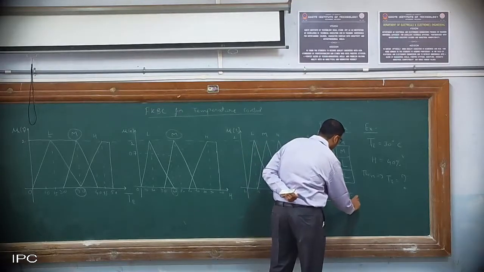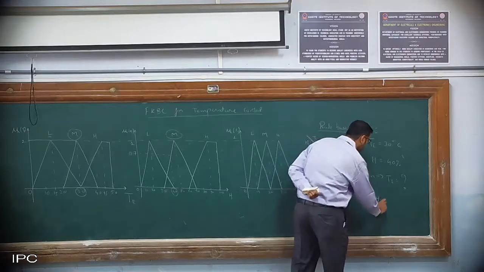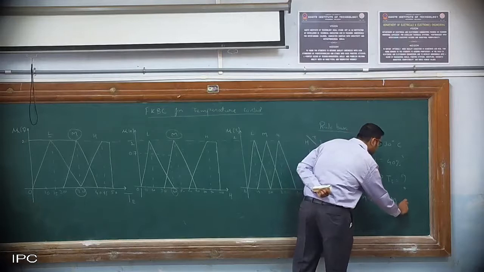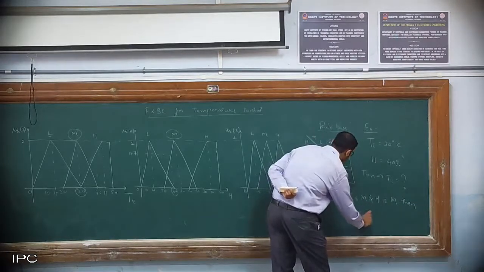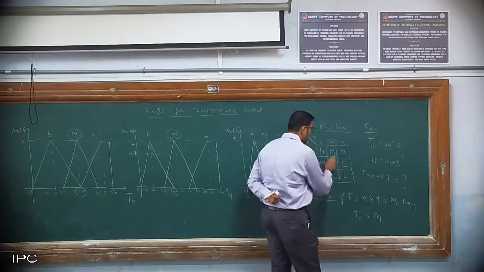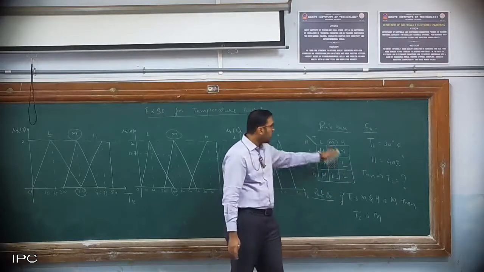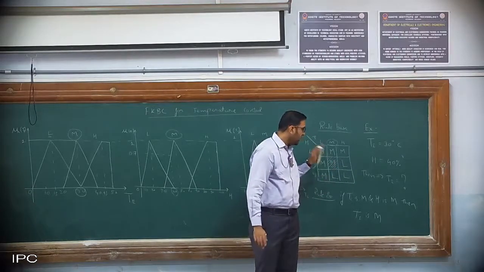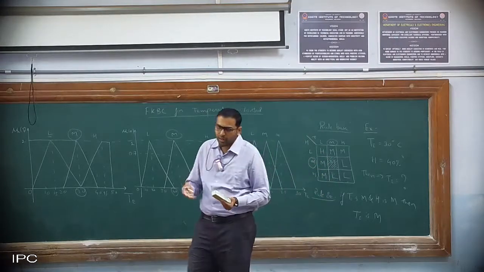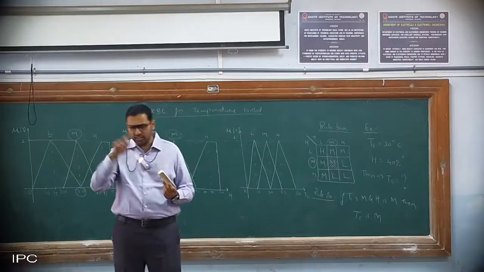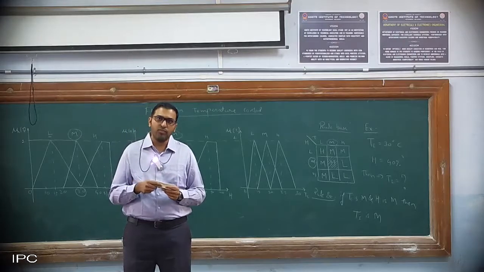If TE is M and H is M, then TI is M. So this is the rule which will get executed. Out of all 9 rules, this rule is getting executed. Now this rule gets executed in the inference engine, where all the calculations will take place, and then this set will be sent to the defuzzification block for further computation.